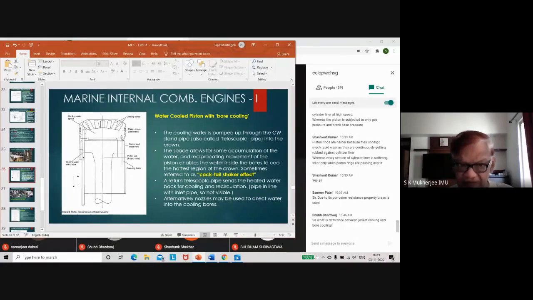The drawback of this particular design is that immediately after firing, when the engine is momentarily stopped, suppose you are maneuvering, then the water will become stagnant over here, or it will just flow like this and flow out without any splashing. But the heat from there is not being extracted fully. Again, when the engine starts moving, then the water will start going into this place.